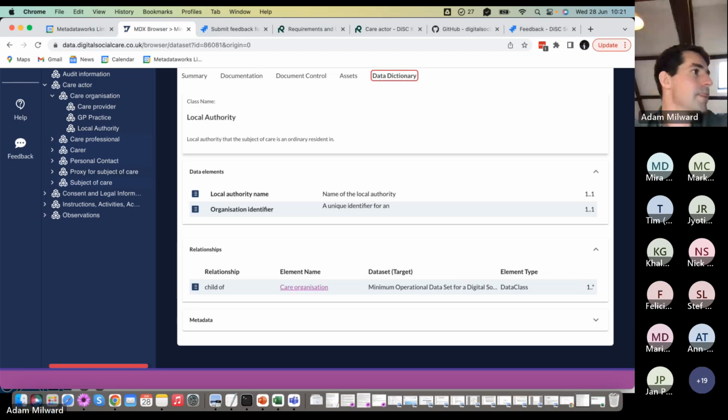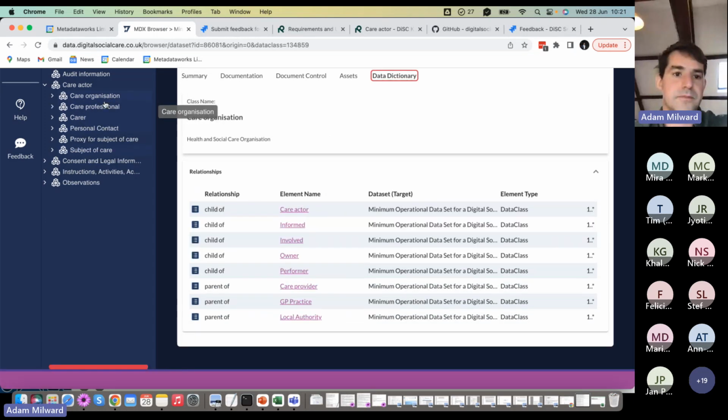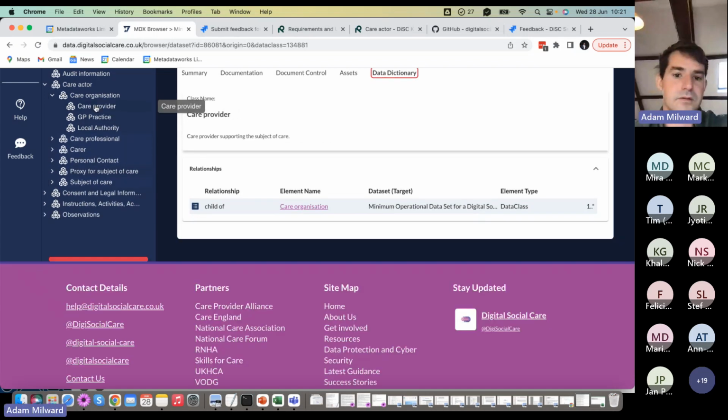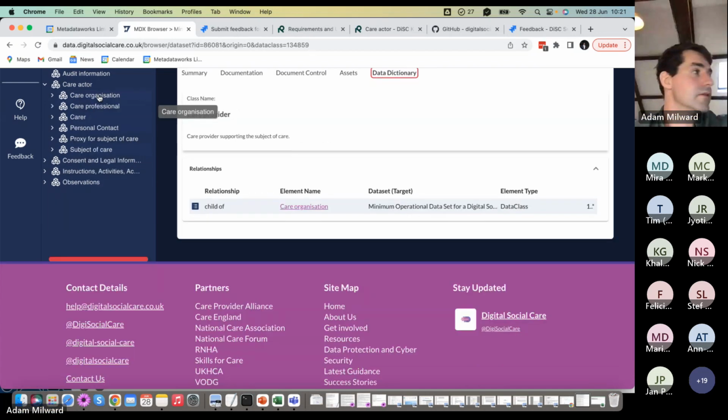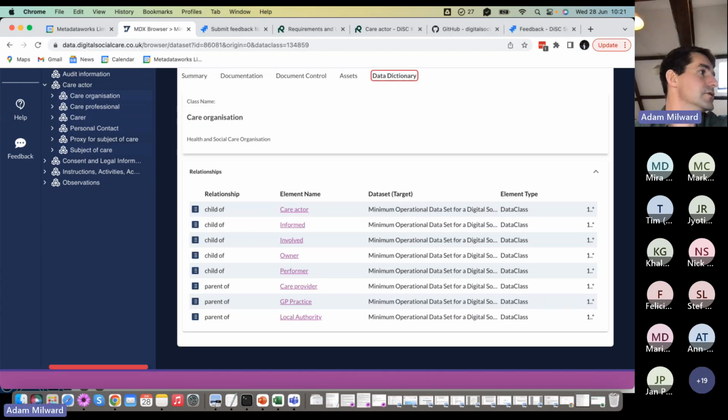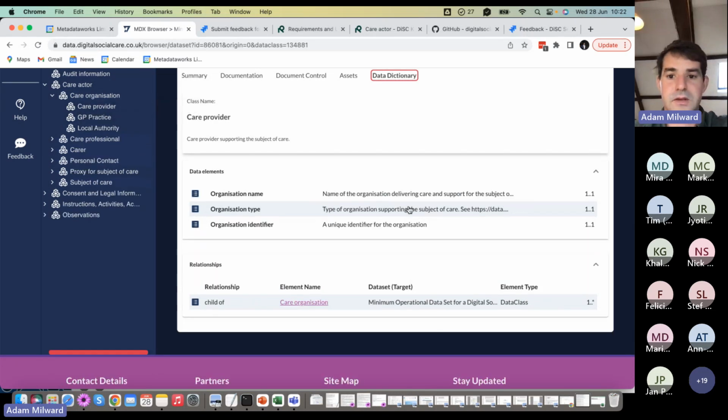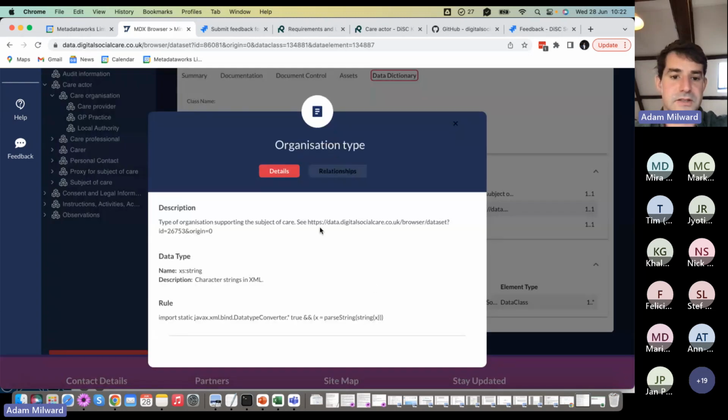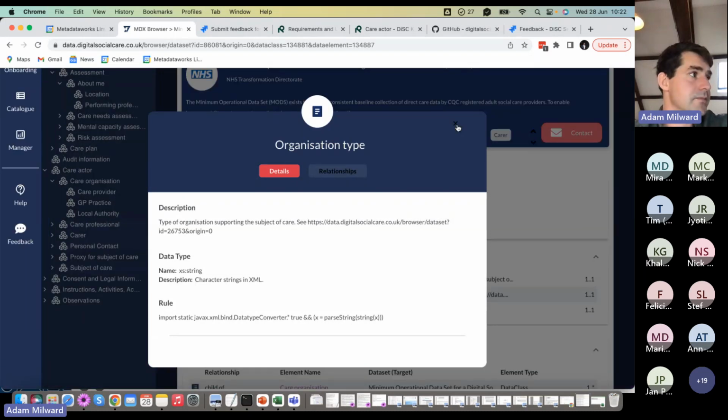I think the types at the moment link through to the skills for care organisations, but we could potentially need to make that a bit more explicit, rather than just having a link. It would be nice to have all of that information available immediately for the user.